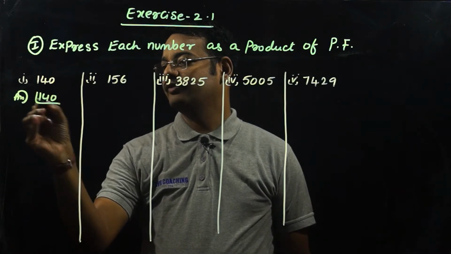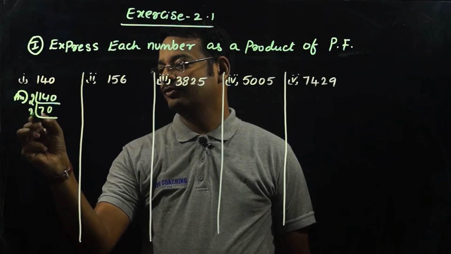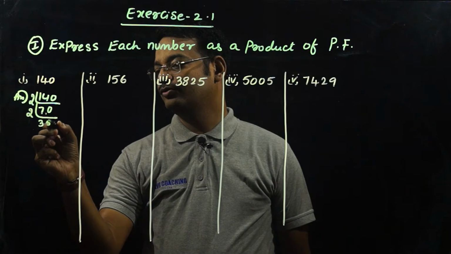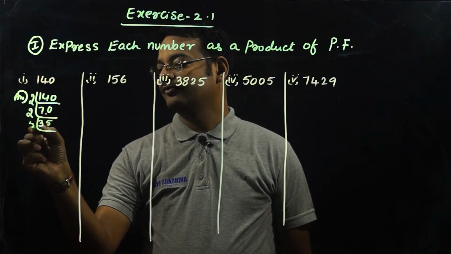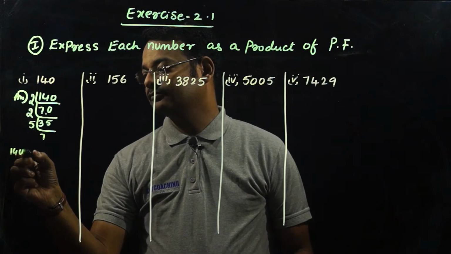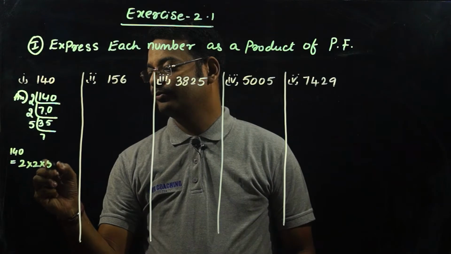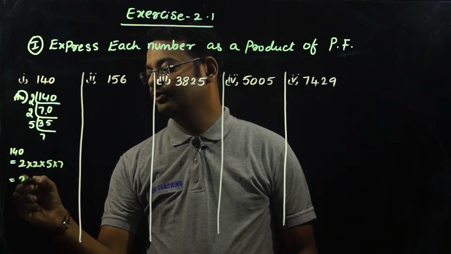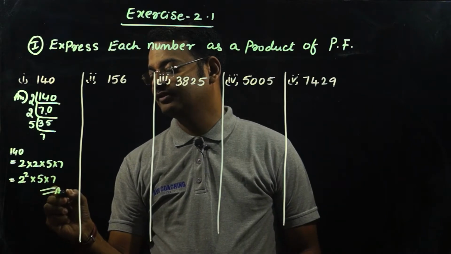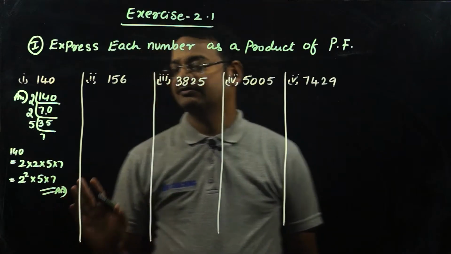140. If you divide it by 2, 2 sevens are 14, remainder 0. 2 threes are 6, remainder is 1, 2 fives are 10. 5 sevens are 35. Now 140 can be written as 2 into 2 into 5 into 7, that is 2 square into 5 into 7. That's it. The problem only asked us to find the prime factorization.